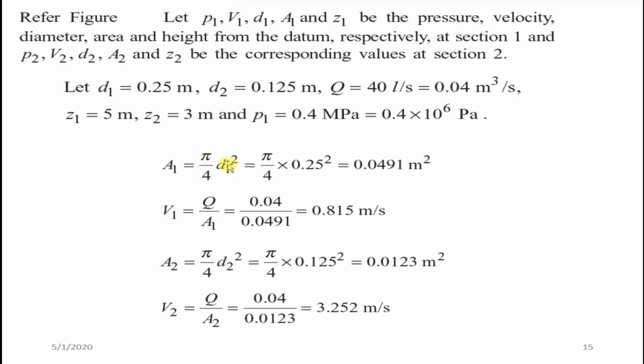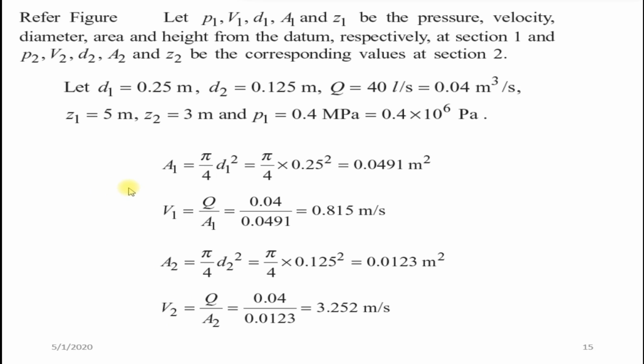A1 is equal to pi d1 square by 4 and A2 is equal to pi d2 square by 4. With the A1 you can find out V1, because discharge is equal to A1 V1. Find the velocity V1, 0.815 meter per second. So continuity equation you have to use to find the velocity V1 and V2. Q is equal to area into velocity. Discharge Q is equal to area into velocity.